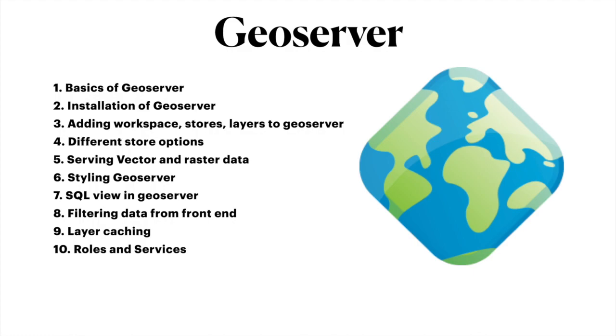Then we will see how an organization uses the same Geoserver to host different departments and their data, but you will see that it never happens that one person from one department can see the data of another department. All this is because of roles and services. We will get into the basics of roles and services in this course.